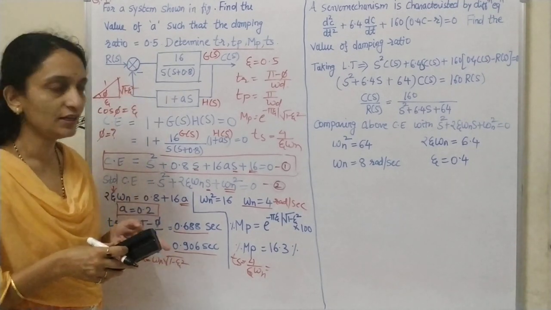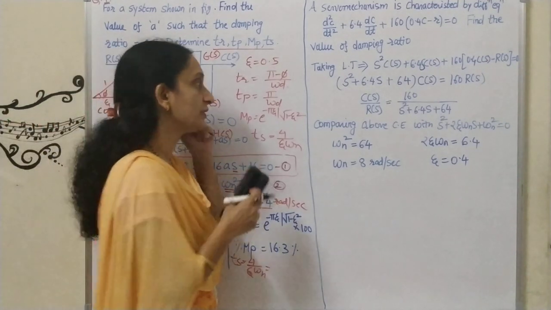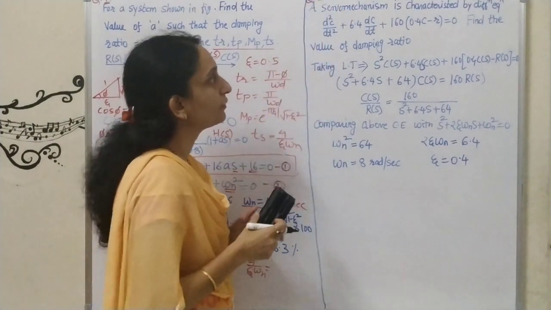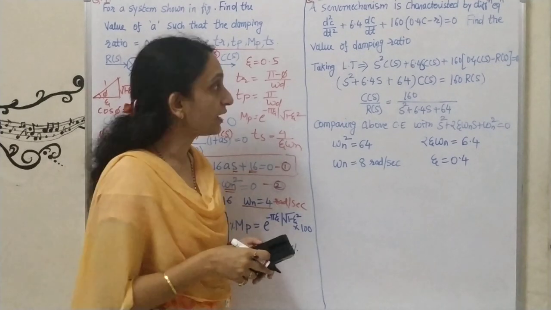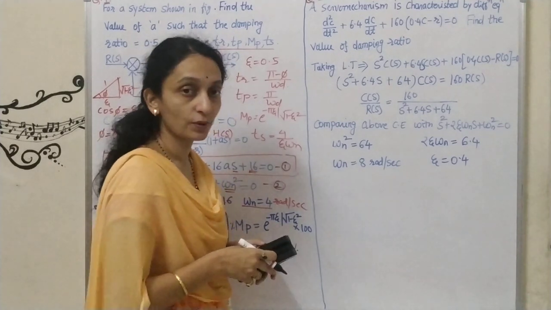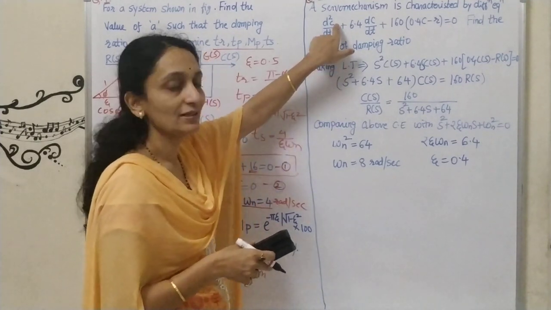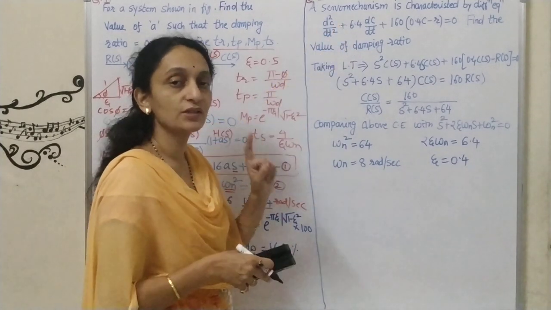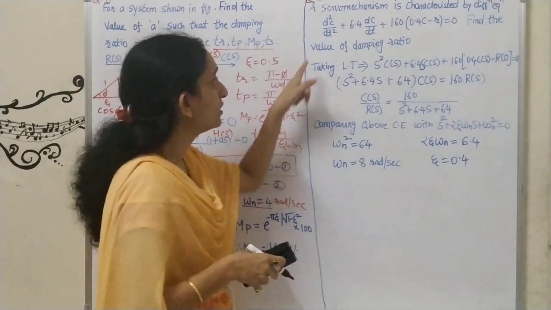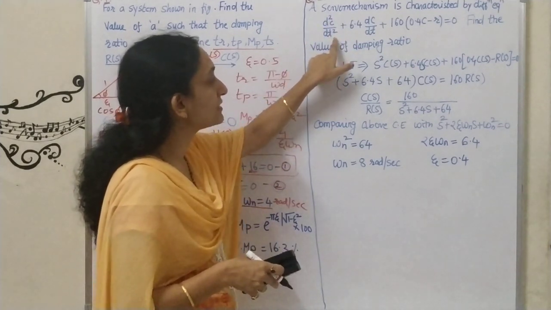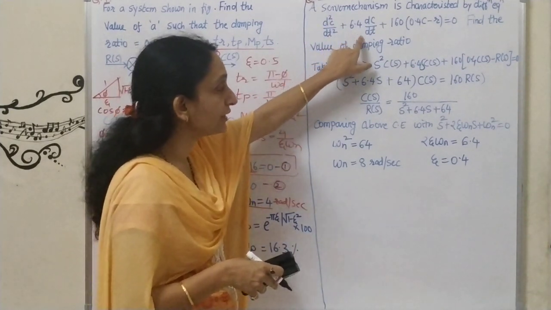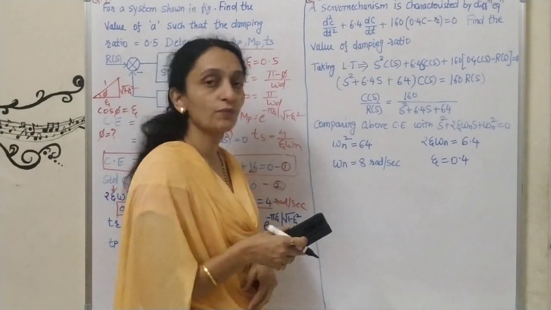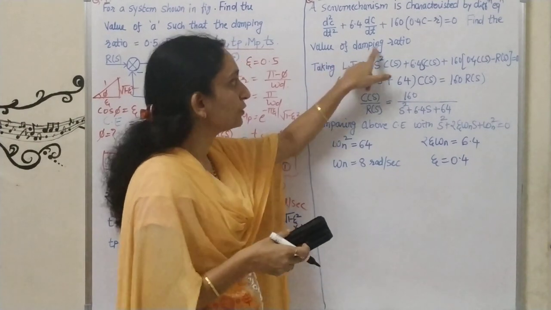Then we will see the second numerical. What is that numerical? A servo mechanism is characterized by a differential equation. Here C is given, so the output equation is given, but in differential form. What is that form? d2c by dt square plus 6.4 dc by dt plus 160.4c minus r is equal to 0. Find the value of damping ratio.